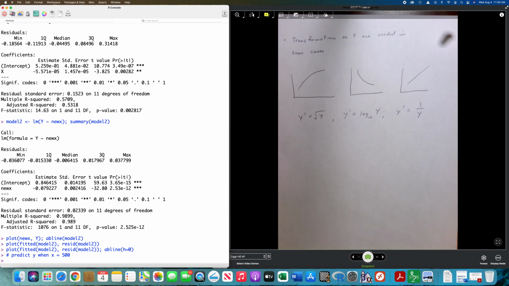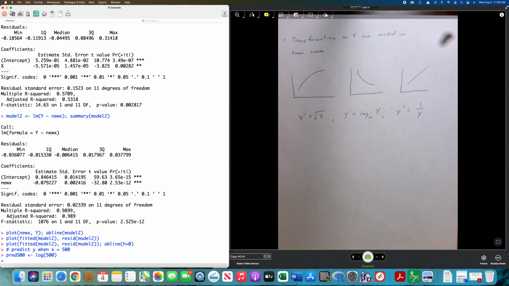Now we have an issue here because we're not dealing in a model where we're dealing with x's. We're now in a model where we're dealing with the natural log of x. So the very first thing that I would want to do here is, let's just call it predict 500. So I would want to convert the 500 using the log function, for obvious reasons, because that's a transformation that we have.